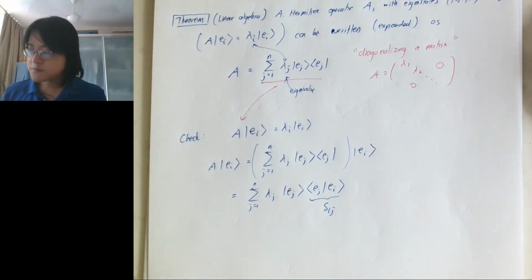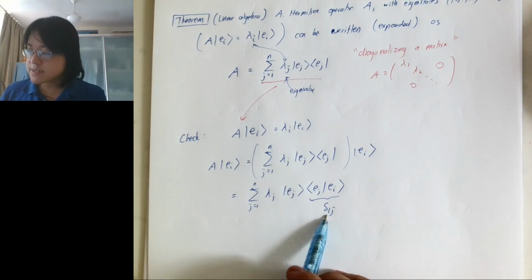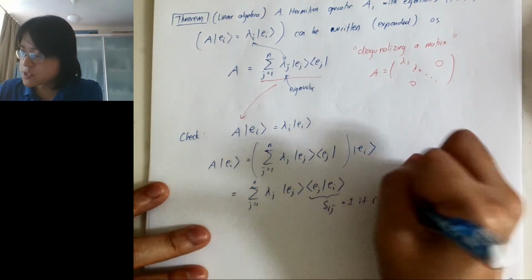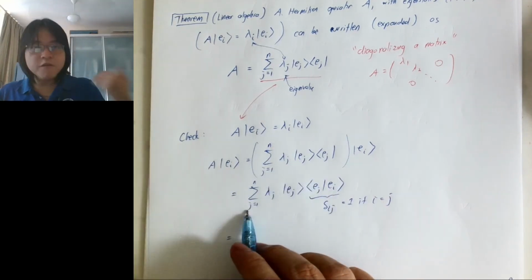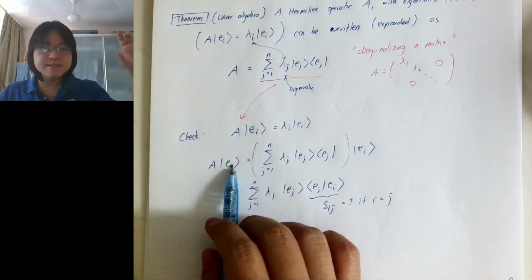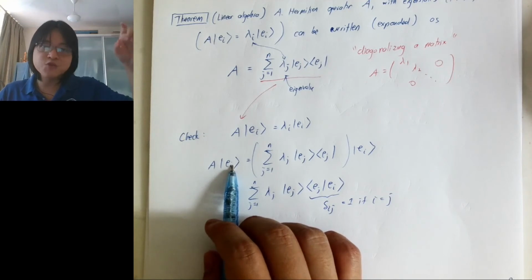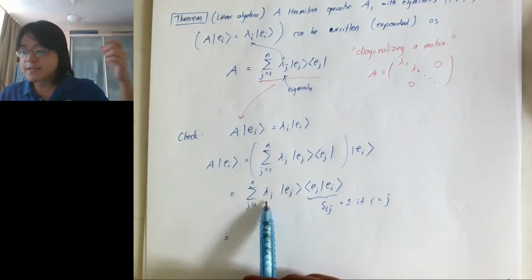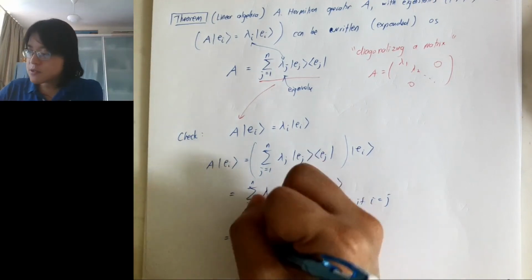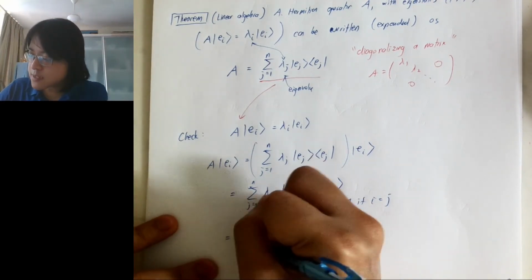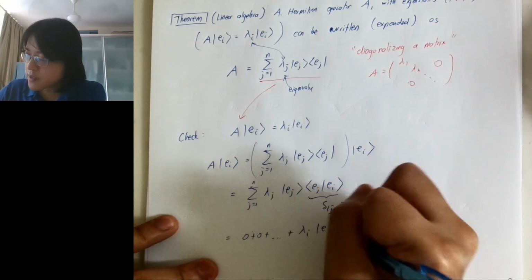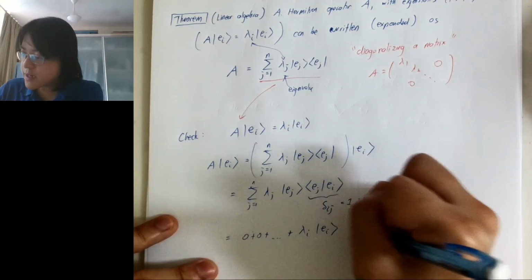So this is 0, and this equals 1 if i equals j. I'm summing up over all the different j. i is some number, let's say number 2. If you sum everything up, every term is 0 except number 2. So it's 0 plus 0, only equal to the ith term, lambda i Ei, and the rest are still 0.